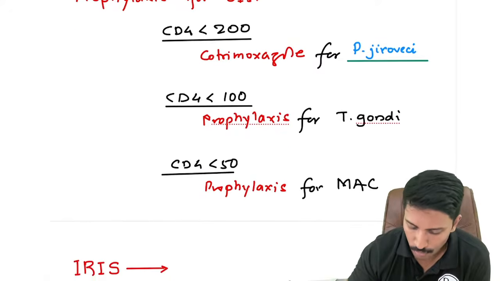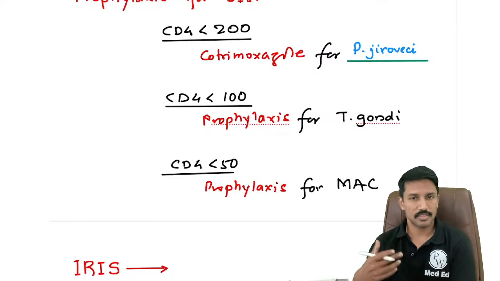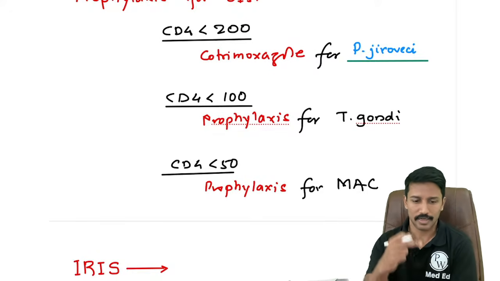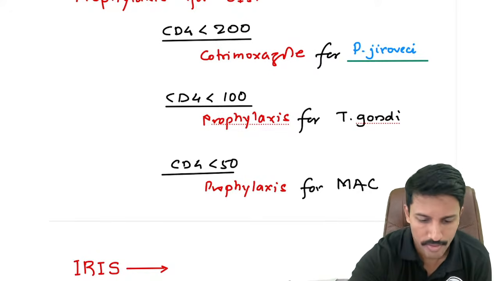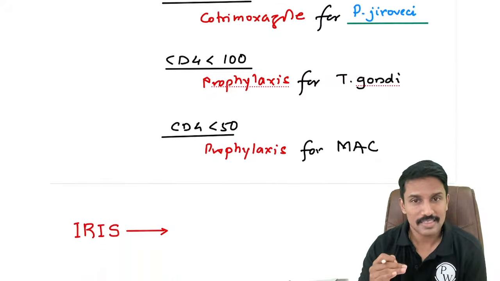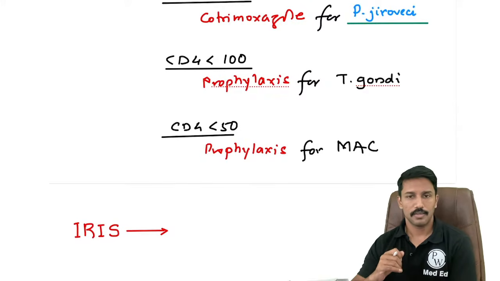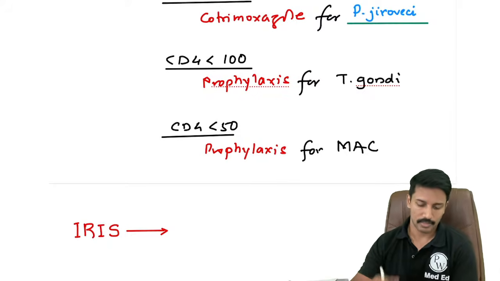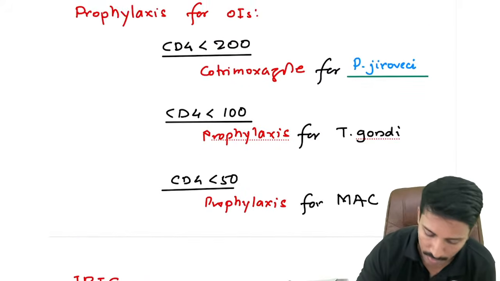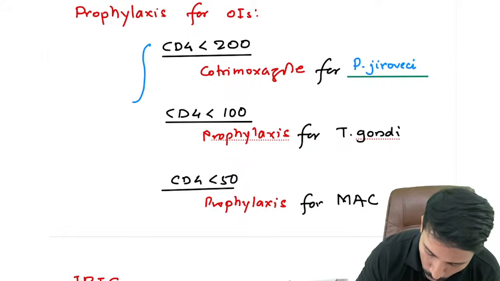Okay. And when the CD4 count is less than 100, we also need to consider prophylaxis for Toxoplasma gondii, because toxoplasmosis risk, as we mentioned earlier in the slide, is higher. And once the CD4 count is less than 50, then MAC complex risk becomes higher, so we need to provide prophylaxis. Now, the examiner expects me to write the agents that I will be using for prophylaxis, right?